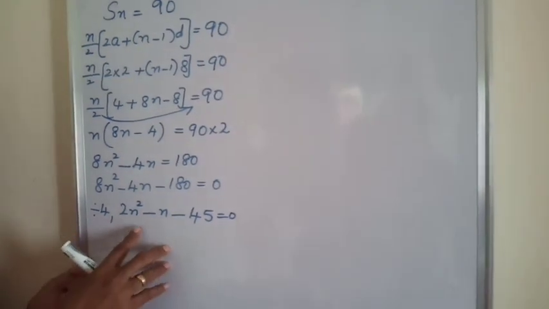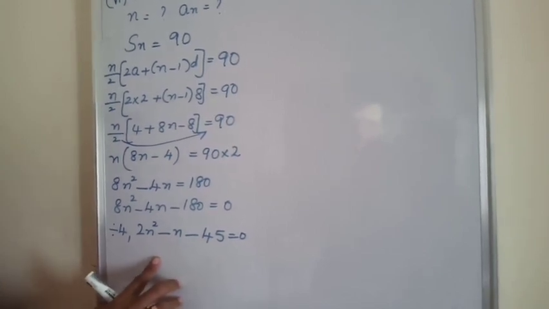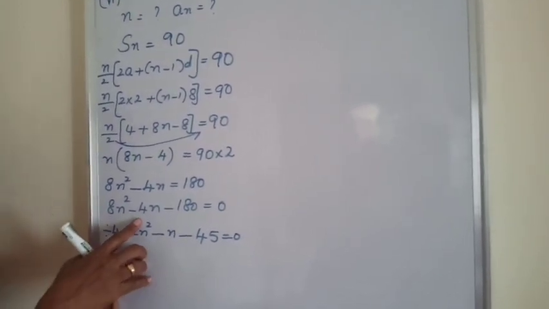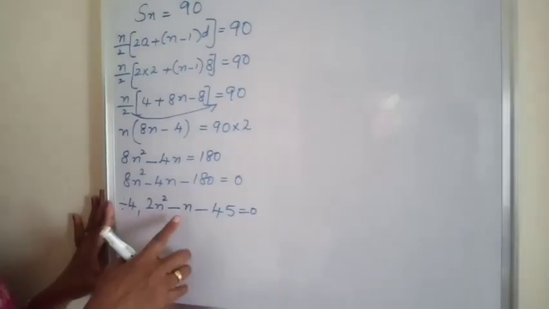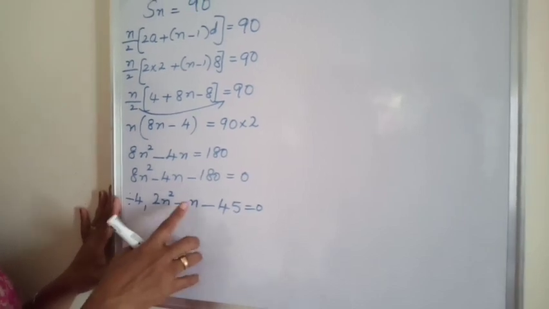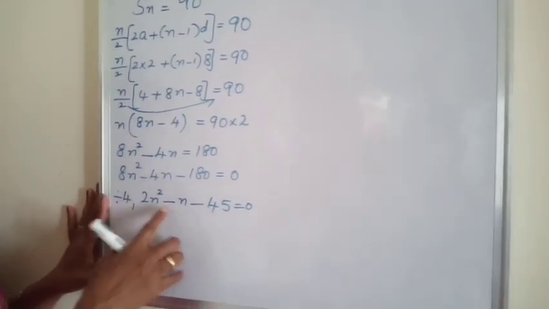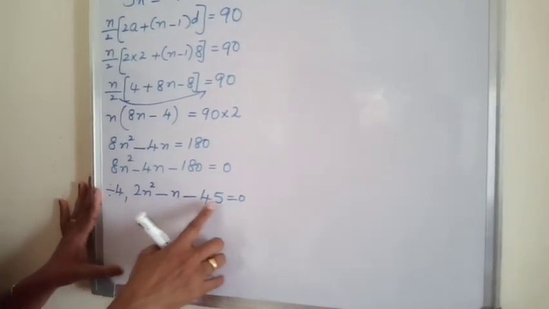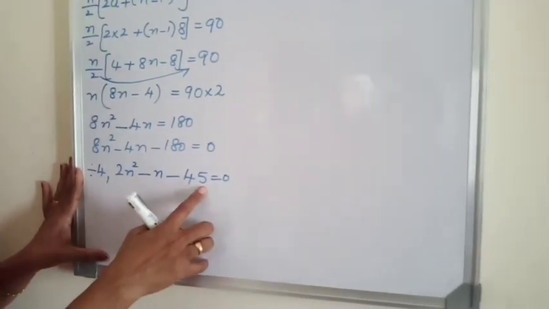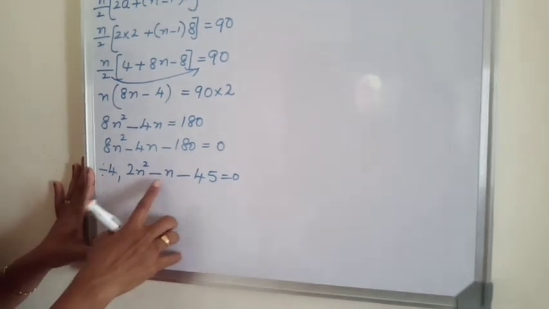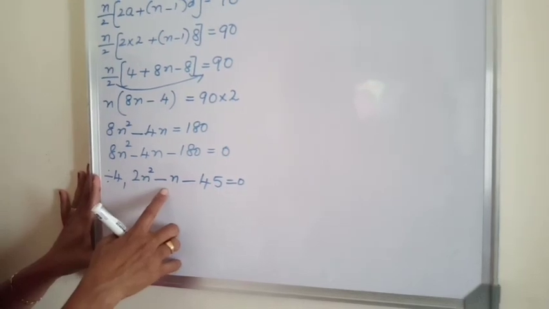Last year you learned about a quadratic polynomial. What is a quadratic polynomial? A quadratic polynomial is a polynomial having degree 2. So as we have written it is equal to 0, this is a quadratic equation. Last year we used to factorize quadratic polynomials and find the factors. How did we do that? Here 2n square minus n minus 45 is equal to 0. Here the product should be 2 into minus 45, and the sum should be minus 1. We have to find two numbers whose product is minus 90 and sum is minus 1.